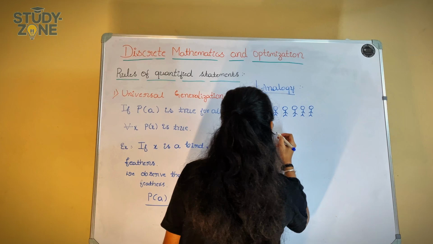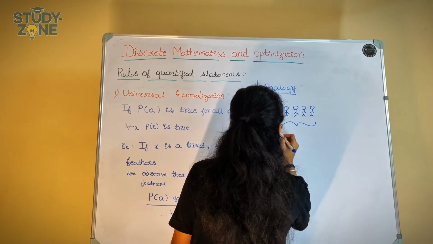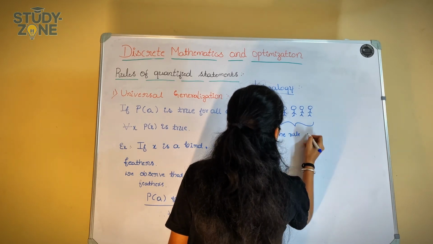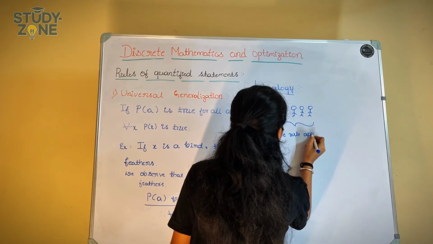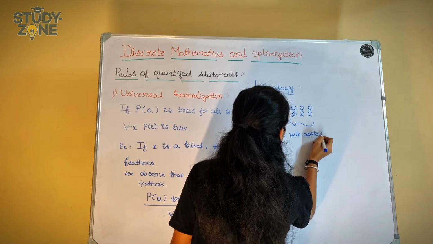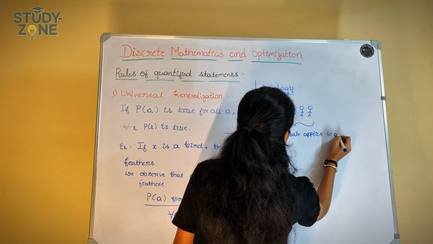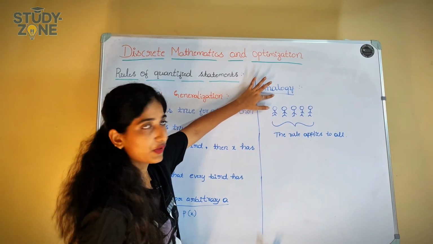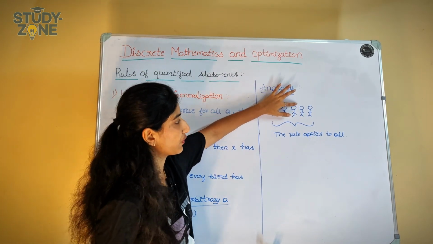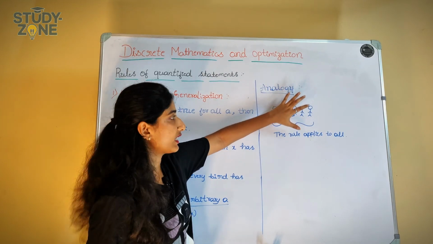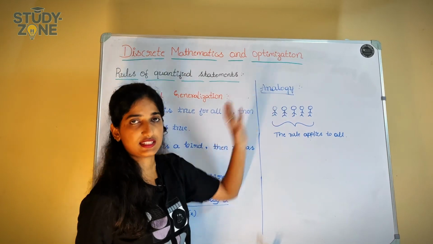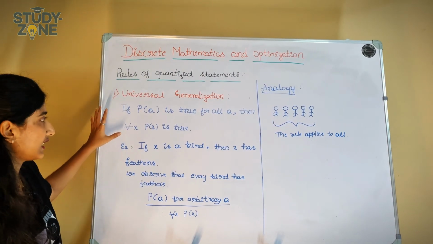So we can write it as, the rule applies to all, right? The rule applies to all, which means for all x, P of x, correct? So for A, P of A is true. So we can write it as, it is true for each and every element in the x. Is it clear? That is universal generalization.